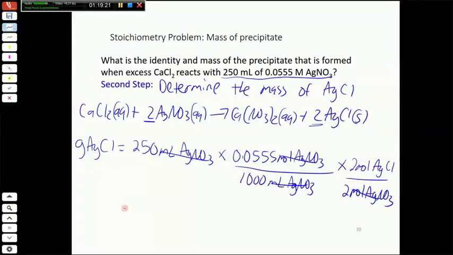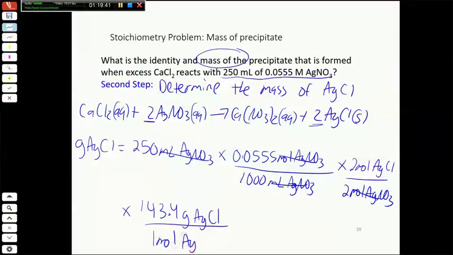And then finally we have moles of AgCl, but we're looking for the mass in grams. And so the last thing to do is use the molar mass, which I won't calculate for you here because we're running out of time. The molar mass of AgCl is 143.4 grams per mole. And so we multiply that to go from moles back into grams. So moles of AgCl cancel. And then what we calculate is that we should get 1.99 grams of silver chloride.